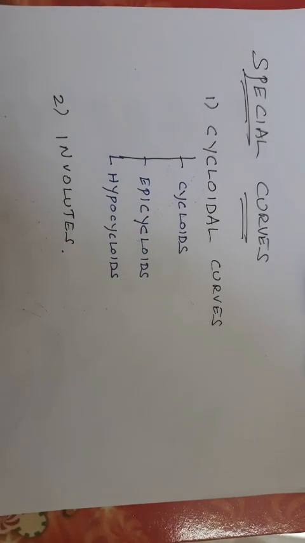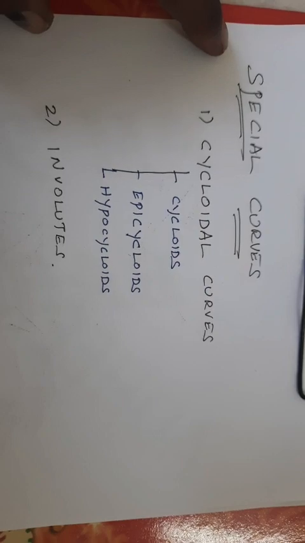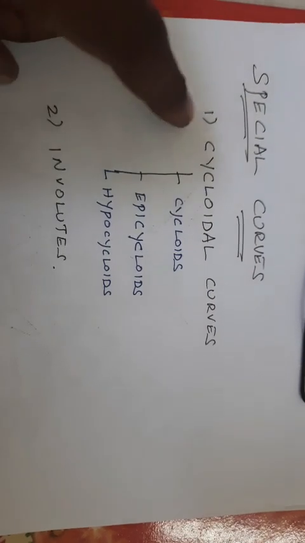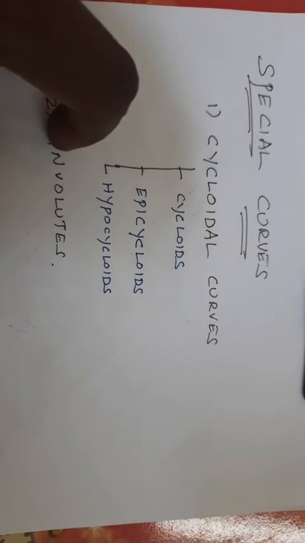After the conic curves, now we are going to see the special curves. The special curves are categorized into mainly cycloid curves and involutes. Under cycloid curves, we have cycloids, epicycloids, and hypocycloids.